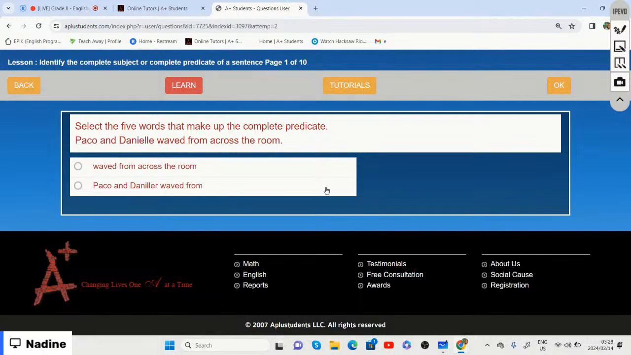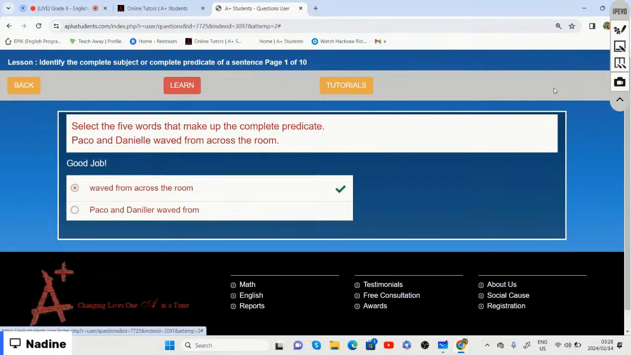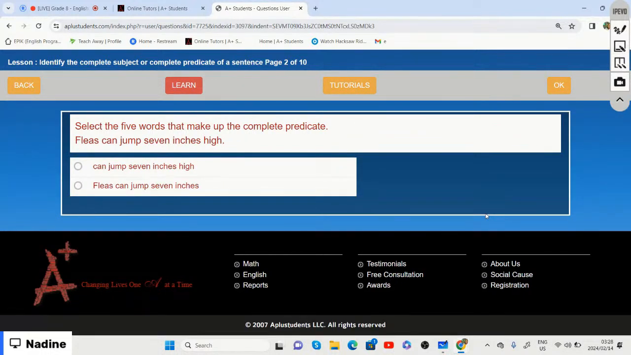And if we select the 5 words that make up the complete predicate, we can say waved from across the room. Because that is the 5 words that make up a complete predicate. It's the action that is being done. Now we need to select another 5 words that make up the complete predicate. Fleas can jump 7 inches high.